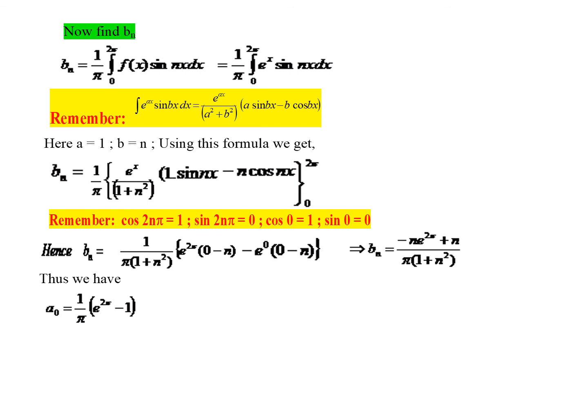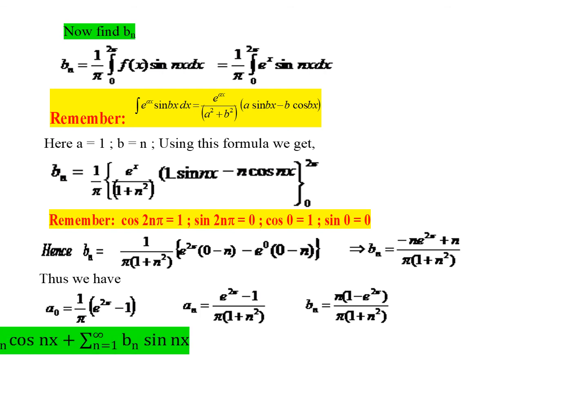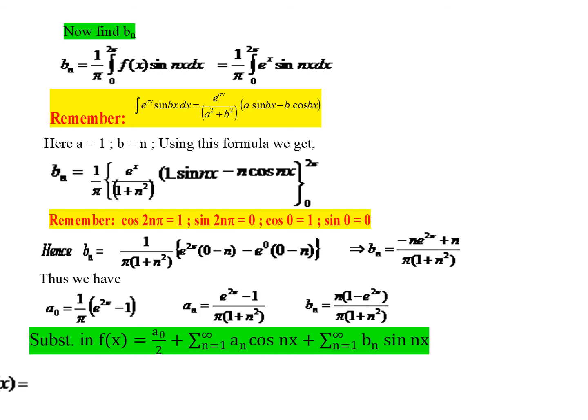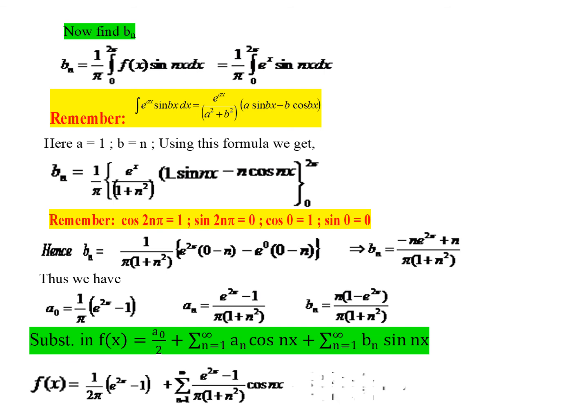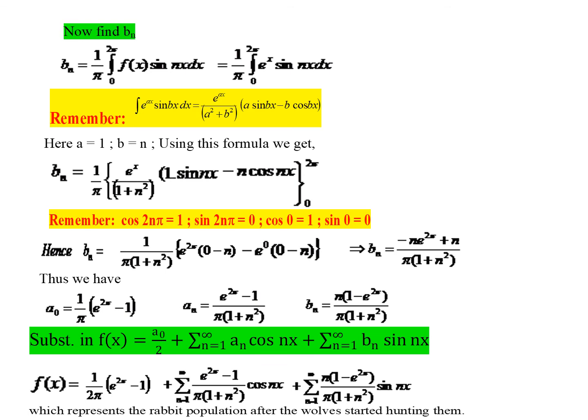So thus we have all the three Fourier constants: a0, an and bn. Now we shall substitute that in the Fourier series. So we get f of x equal to a0 by 2, so the value of a0 divided by 2, plus summation an, the value of an into cos nx, plus summation bn, the value of bn into sin nx. So this is the representation of the sinusoidal curves, which represents the rabbit population after they have got hunted by the wolves.